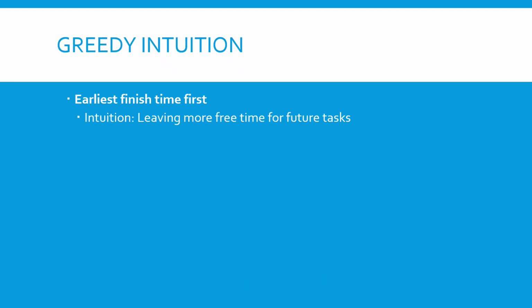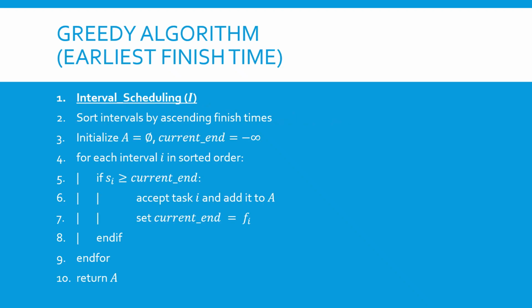Finally, we are left with the earliest finish time first strategy. Here is the pseudocode for the algorithm that uses the earliest finish time first strategy. In line 2, we sort all jobs in ascending order of their finish times. In line 3, we initialize the accepted set A to be empty. We also define a variable current end to track the finish time of the last accepted job. We set current end to -infinity at the start.